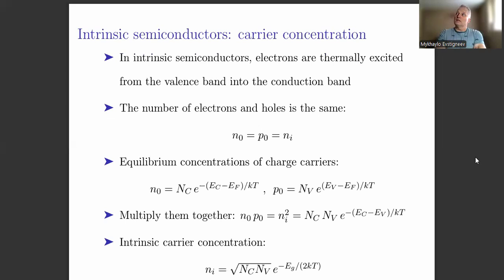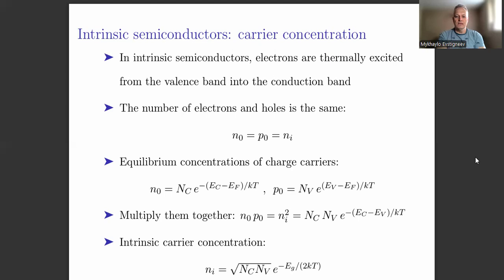Intrinsic semiconductors are pure semiconductors, that is, no impurities whatsoever. Each electron in the conduction band was originally in the valence band in intrinsic semiconductors. It got promoted from the valence band into the conduction band by thermal activation. And when an electron goes from the valence band to the conduction band, it leaves one hole behind. So for each electron in the conduction band, there is one hole in the valence band.